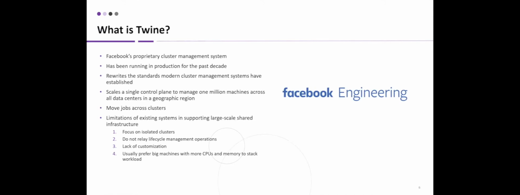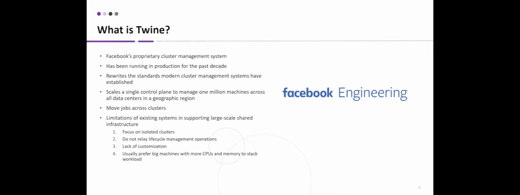Okay, so finally, what is Twine? It's Facebook's proprietary cluster management system. It's been running for quite a long time. It actually started back in 2011. So it's been around for pretty much the past decade, and it's rewritten the standards that these modern cluster management systems have basically set and established. And it does this by scaling a single control plane to manage 1 million machines across all data centers.